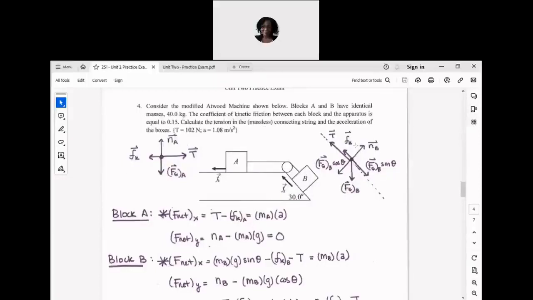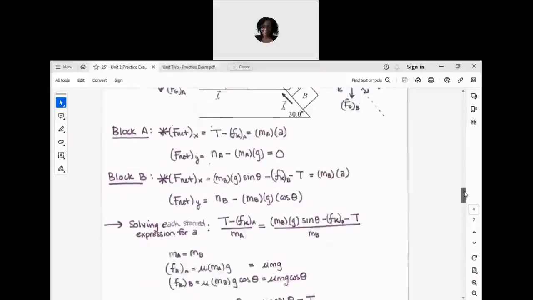For block B, now I have a gravitational force, FgB, whose value we can calculate. The normal force now is not going to be the entirety of FgB, but instead just the cosine component. The Fg sine theta component is going to be directed downhill, and both tension and Fk for block B are going to be oriented uphill. So our net force expressions are right here.